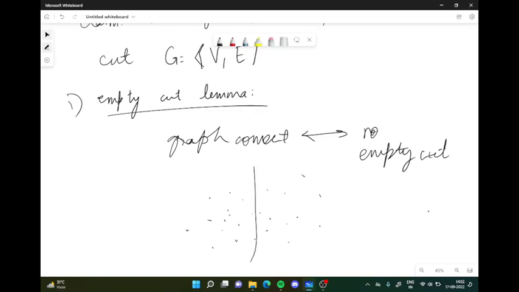And if I cut it like this, then there is always going to be that one edge which crosses this cut, because every vertex on the left hand side has to be connected to every vertex on the right hand side. So there must exist some edge which is crossing the cut. And conversely, if there is an empty cut, that is, there are no edges crossing this boundary, that means this vertex A is not connected to this vertex B. So these 2 points are not connected.